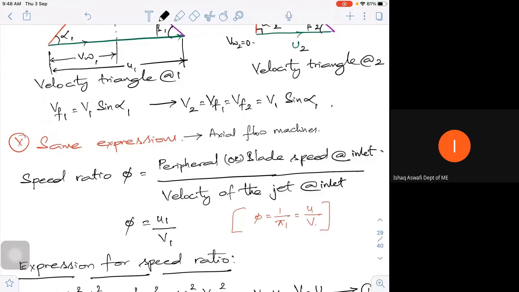So I'm just substituting for V2 and R for different values. Your epsilon max will be the same, and for R equal to any number. Whatever formula we derived for an axial flow machine holds good. The same expression can be derived again. So just look into the same expressions, you can do it.